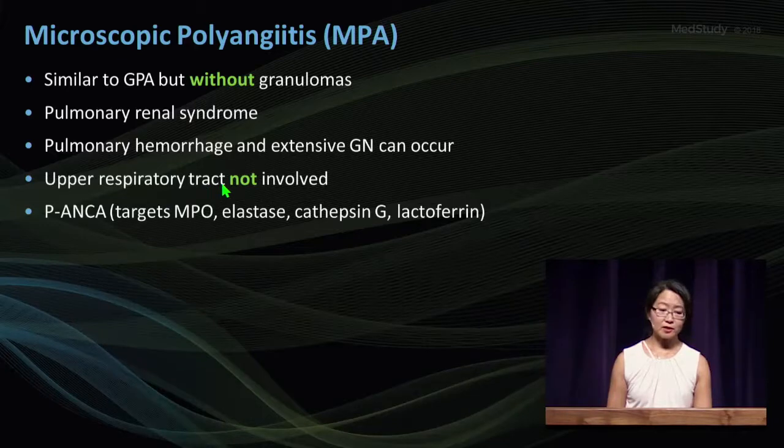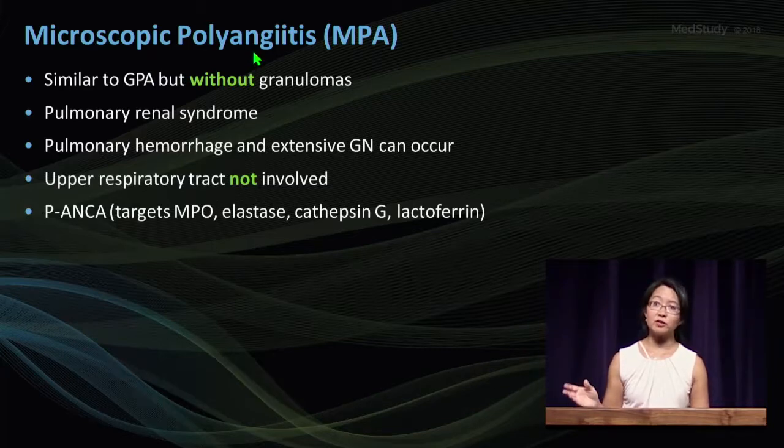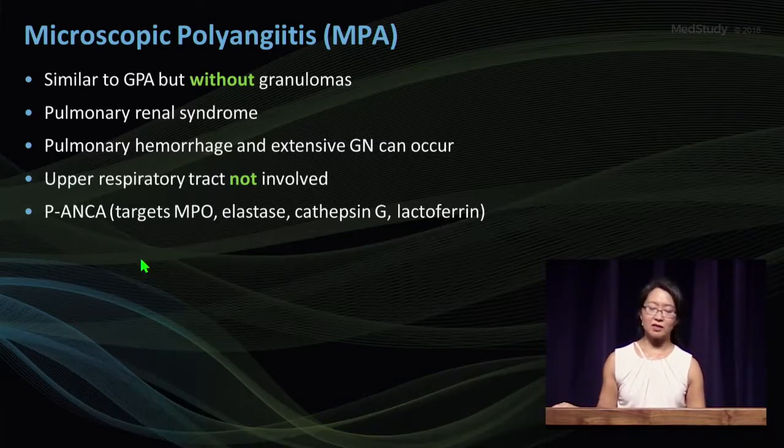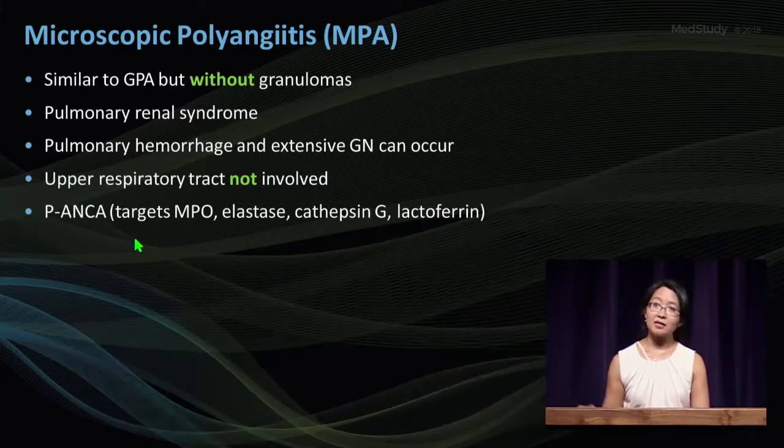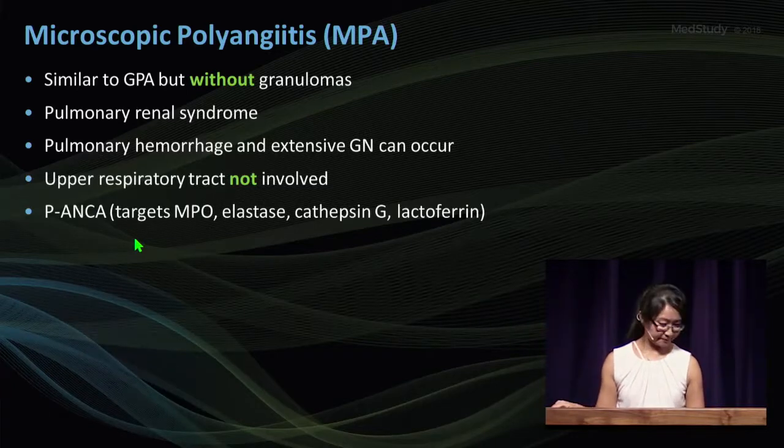The upper respiratory tract is not involved. So you're not going to see epistaxis. You're not going to see the saddle nose deformity or tracheal stenosis. The P-ANCA is typically positive in patients with MPA. Remember, with GPA, granulomatosis with polyangiitis, they have C-ANCA. MPA, P right here, have P-ANCA. Okay, that's the association. And the P-ANCA is pretty nonspecific. It targets myeloperoxidase, elastase, cathepsin G, as well as lactoferrin. You can also see P-ANCA in patients with inflammatory bowel disease.